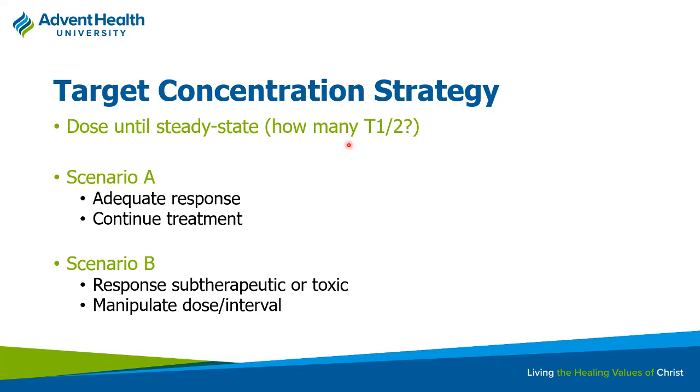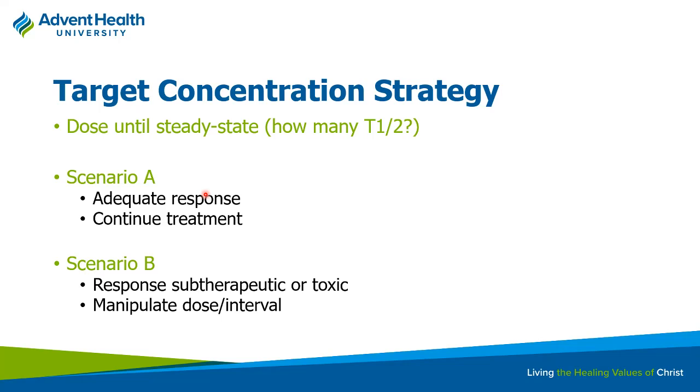But typically, you assume that you're at steady state, you get the level back, and you have two scenarios, right? Scenario A is that you have an adequate response, the patient looks like they're doing well, white count's coming down, fever's coming down, they're clearing that infection, you just continue treatment as is, right? Or, in a lot of cases, you may find that the level comes back and it's either subtherapeutic, or supratherapeutic, or potentially in the toxic range, and then at that point, you can make your determinations on if you want to change the dose or the interval, right?